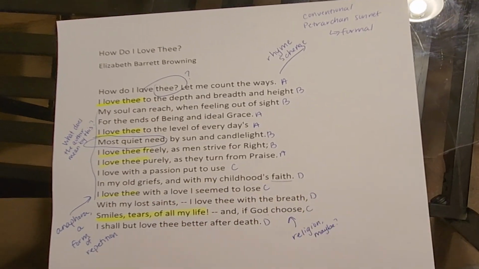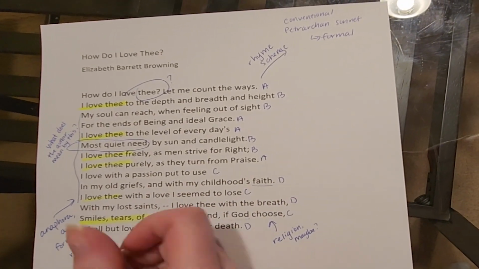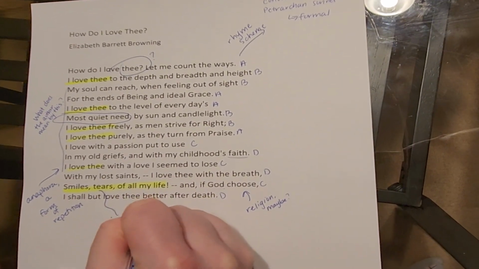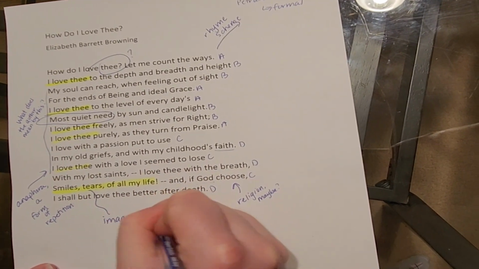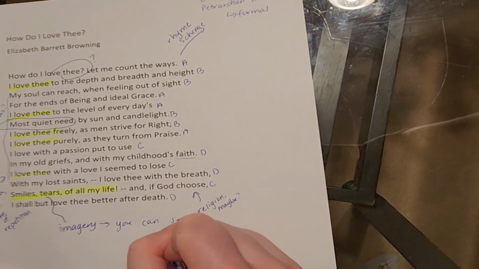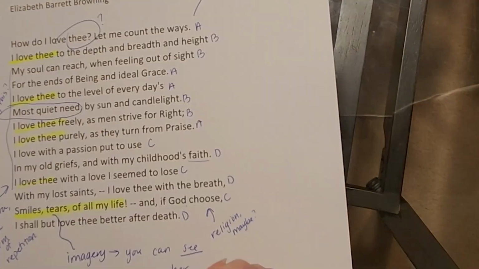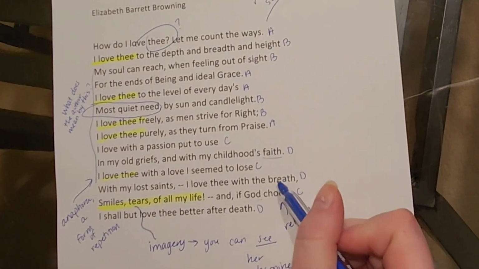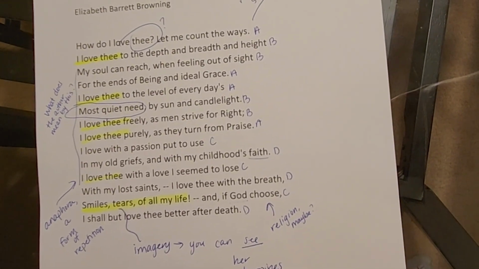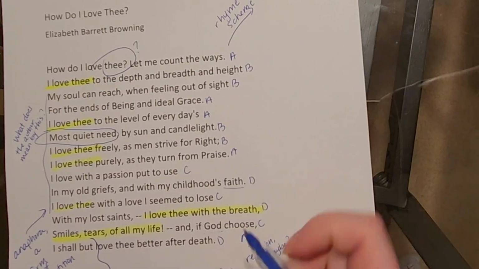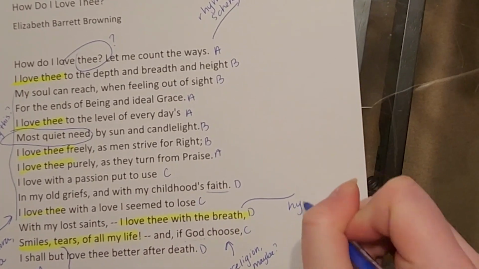Remember that everything an author does within a poem is intentional. Each word, each rhyme scheme, and each use of figurative language has a function. As you can see, Barrett Browning has included various examples of figurative language within How Do I Love Thee, such as anaphora, in which she repeats the phrase, I love thee, at the beginning of sentences to emphasize just how much she loves her husband.